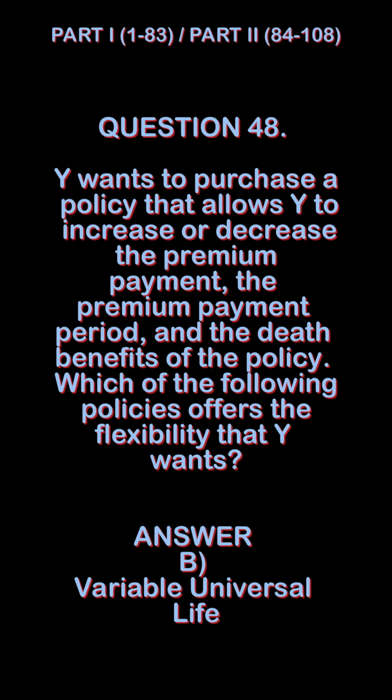Question 48. Y wants to purchase a policy that allows Y to increase or decrease the premium payment period, and the death benefits of the policy. Which of the following policies offers the flexibility that Y wants? Answer: B. Variable Universal Life.